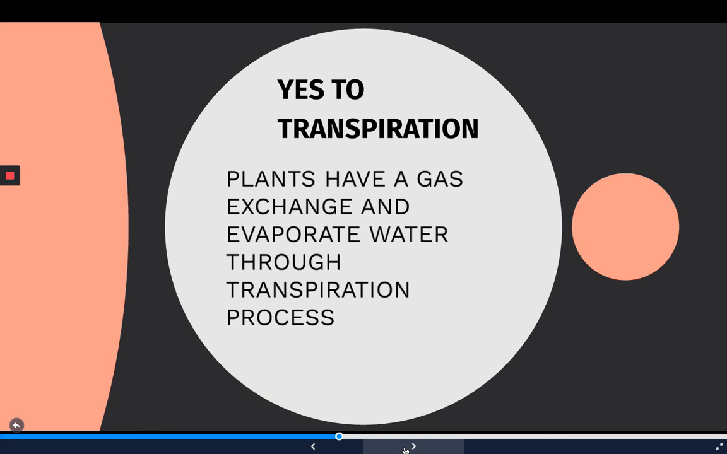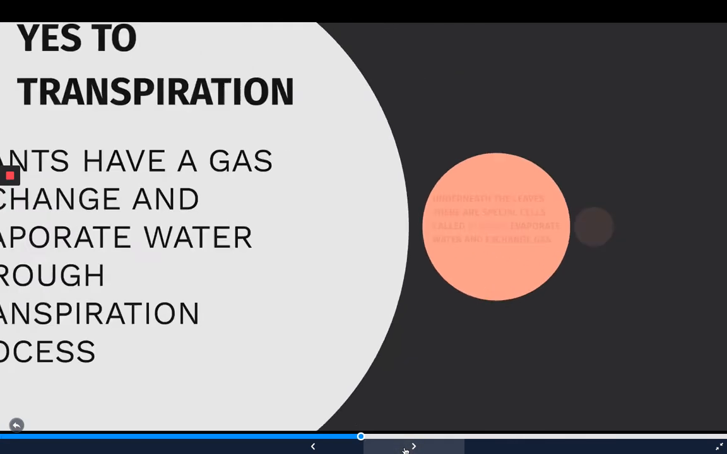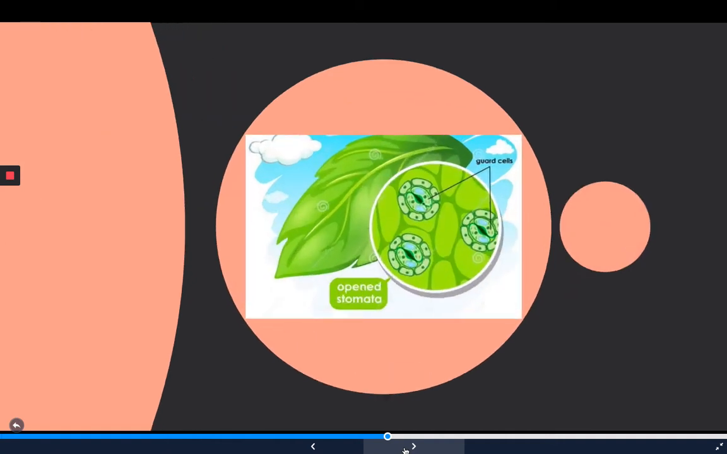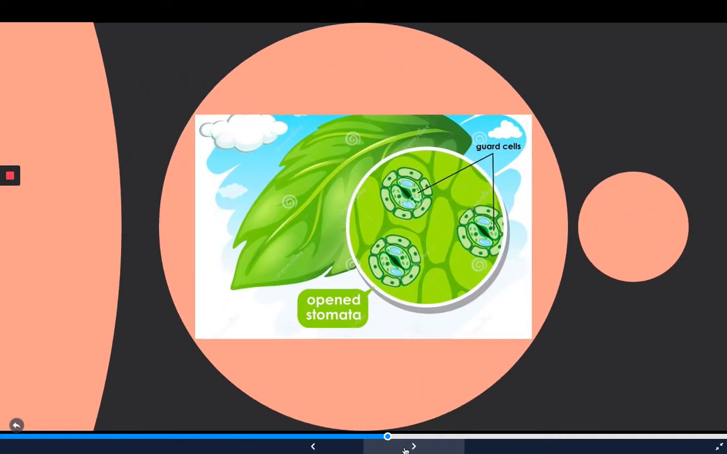You know that in photosynthesis the plants take carbon dioxide from the air and give out oxygen, and also when it is too hot they evaporate water, and we call it transpiration. Underneath the leaves, there are special cells called stomata that evaporate water and help the gas exchange. For example, let's see this one. Underneath the leaf, we have special cells called stomata, that open and have gas exchange, and at night they close.